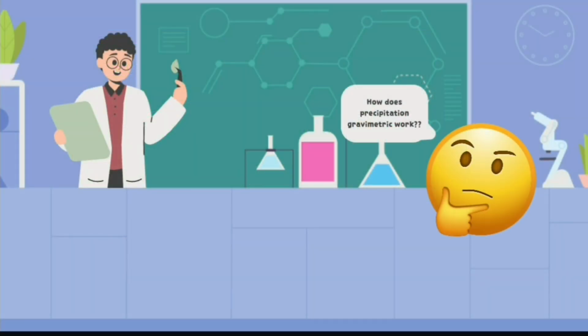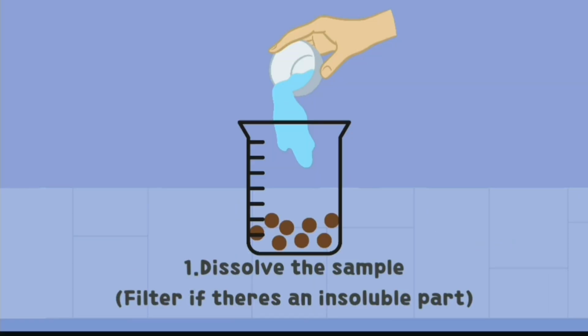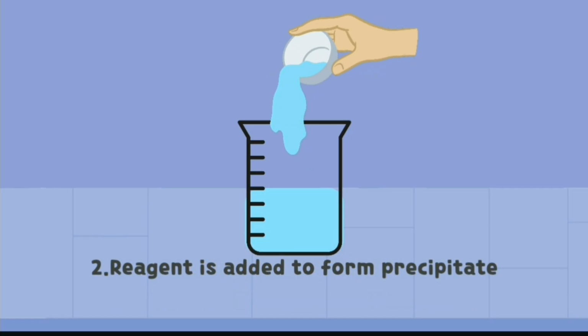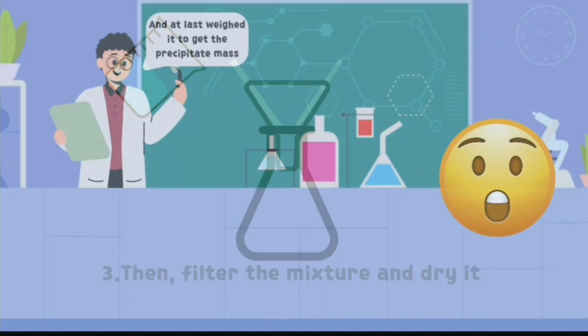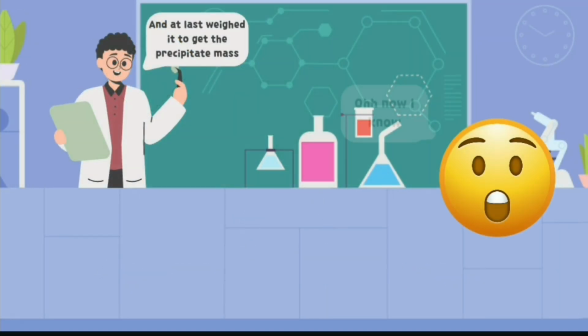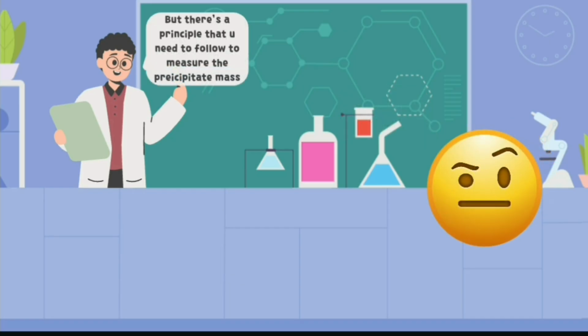How does precipitation gravimetric work? Let me break down the method to you. Firstly, dissolve the sample using distilled water and filter if there's an insoluble part to avoid contamination. Second, a reagent is added to form a precipitate so that once it's dried, you can weigh its mass. Third, filter the mixture using a filter funnel and filter paper and then dry it, and at last weigh it to get the precipitate mass. Oh, now I know. But there's a principle that you need to follow to measure the precipitate mass. Oh, what is it?